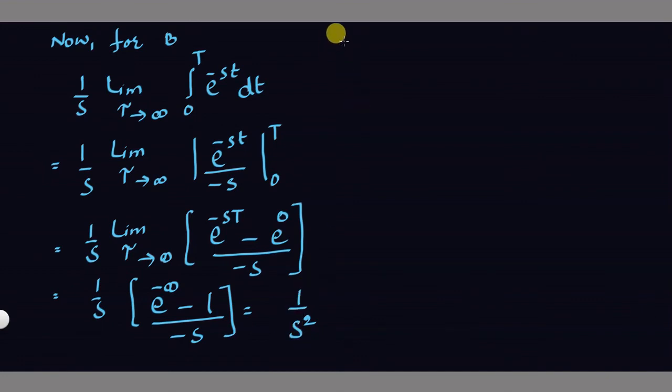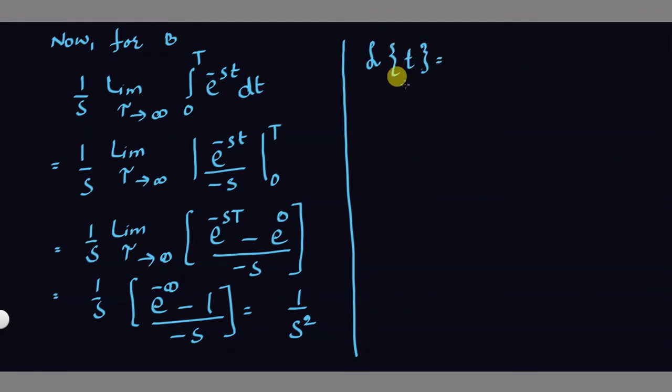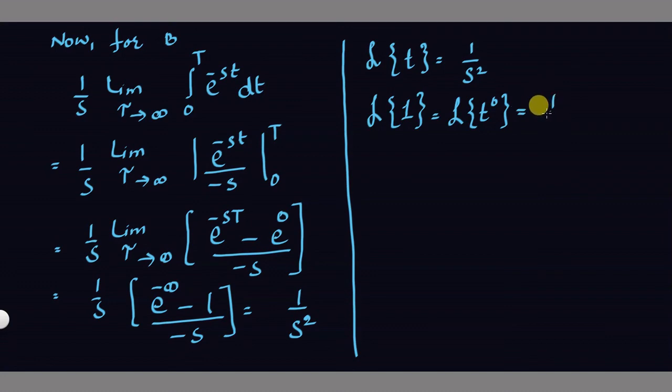1 over s square. So this shows that the Laplace transform of t, as this is a monomial, is 1 over s square. Before that we studied the Laplace transform of 1. Keep in mind, you can write 1 as t raised to the power 0, and the answer was 1 over s.